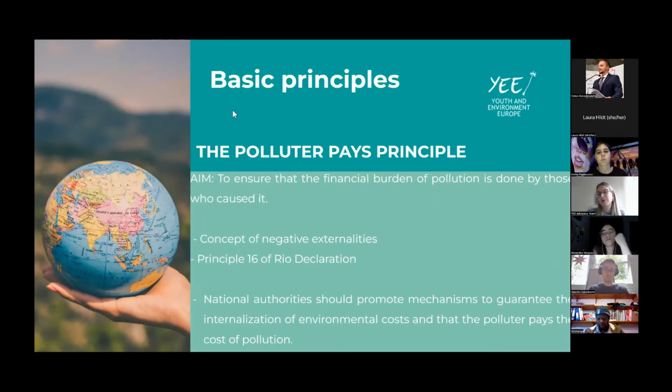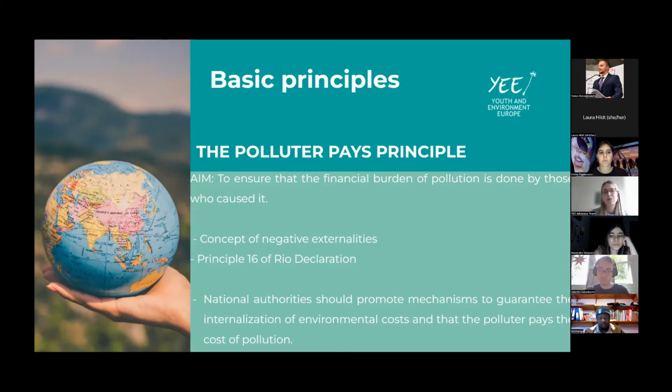So another one is the polluter pays principle, which is very popular. I think most of you have already heard of it. Its aim is to ensure that the financial burden of pollution is borne by those who cause it. So it is actually what it says, that the polluter needs to pay for the pollution that they're causing. The concept is to internalize the negative externalities. And what does that mean? It means that when an activity, for example from a factory or a company, is done, they need to pay for the pollution that they're causing. The negative externality is that they're externalizing the pollution, so they need to internalize it by paying for it.